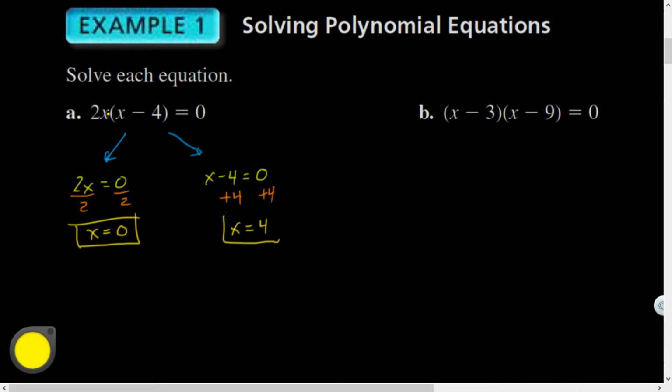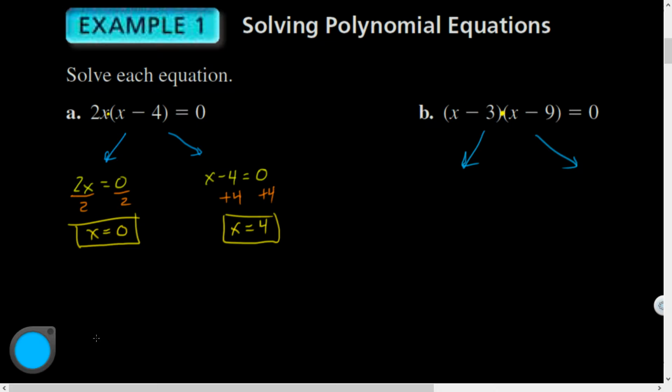So I get two solutions. Sometimes there will be more, okay? But this is the idea. If two things multiply to be 0, one of them had to be 0, and then I just solve for both of those possibilities. And now I've got two solutions. So here, how about this? This is in factored form because it's written as the product of two or more things. Two things multiply to be 0, so therefore one of them must be 0.